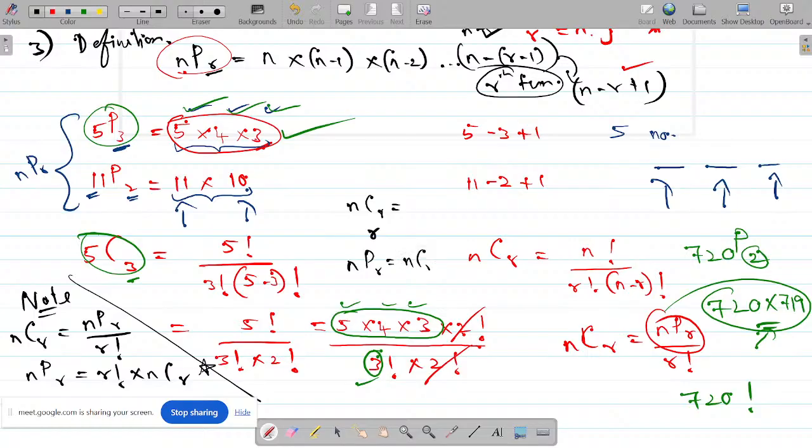You can take nCr into r factorial. In case nPr is given and r is given, so r factorial is known, right? Obviously, you can find nCr using nPr divided by r factorial. The other is also easy.